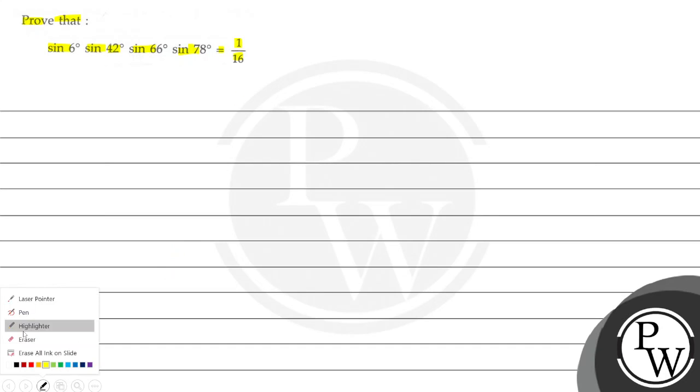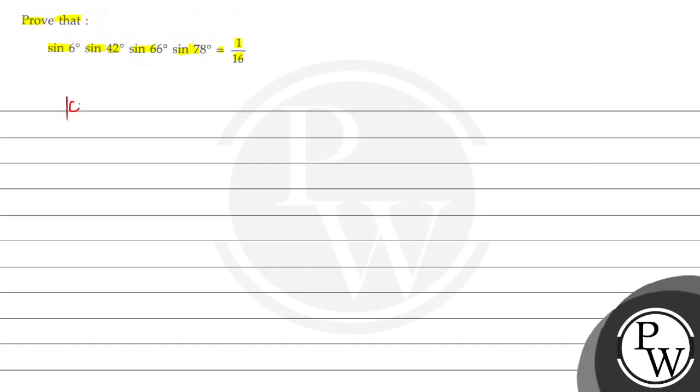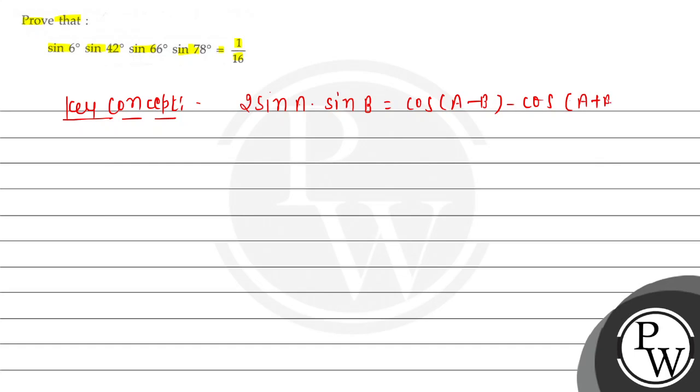So to solve this question, first we'll write some key concepts here. The key concept is the formula that we need to write. If we are given sin A into sin B, then we can write it as half of cos(A minus B) minus cos(A plus B). This is the trigonometric formula that we need to keep in mind. And we need to know the value of sin 18 degree and cos 36 degree.